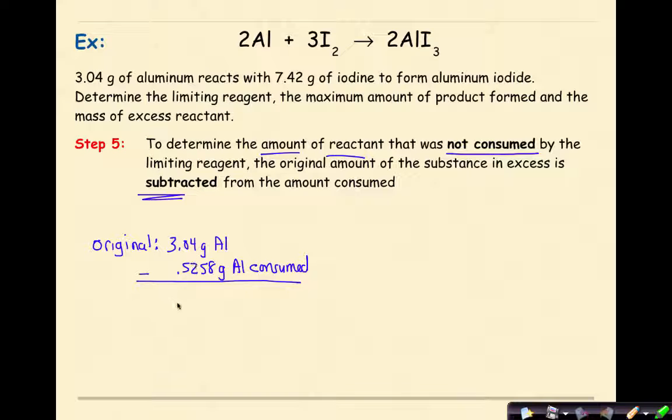So if we subtract these two numbers, we're going to get 2.514 grams of aluminum remaining. This is how much aluminum is in excess that was not used as part of this overall chemical reaction and the consumption of this I2. So in this problem, we have figured out the limiting reagent, the theoretical amount of product produced, the amount of the other reactant that was used during the reaction, and the amount of the reactant that was not consumed, how much of that was left over.